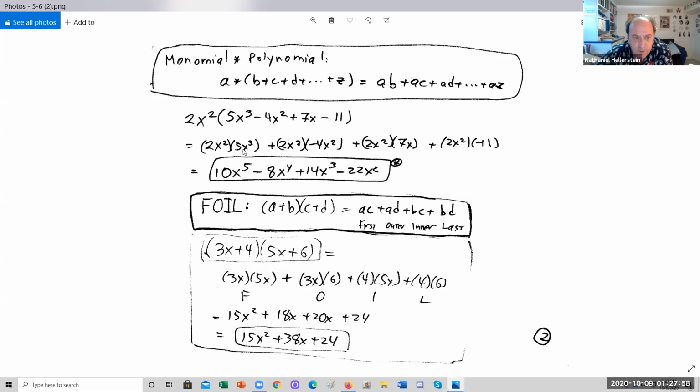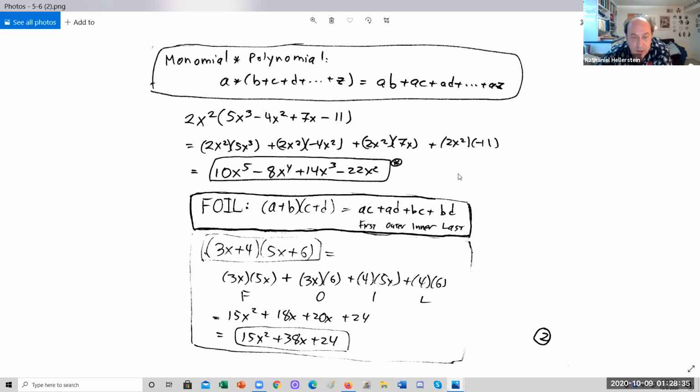Here, 2x squared, 5x cubed, 2 times 5 is 10, 2 plus 3 is 5, 10x to the fifth. 2x squared times minus 4x squared, 2 times -4 is a -8. 2 plus 2 makes 4, so -8x to the fourth. And this one, 2 times 7 is 14. x to the second times x to the, again, first, that invisible 1, that makes x to the 2 plus 1 makes 3. 14x to the third. 2 times -11, it's -22x squared.